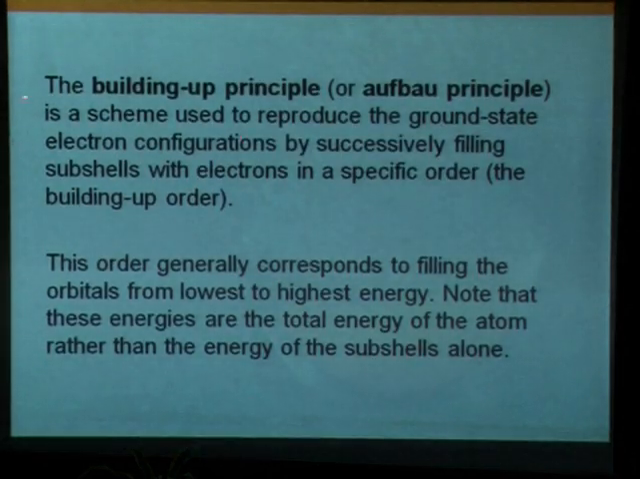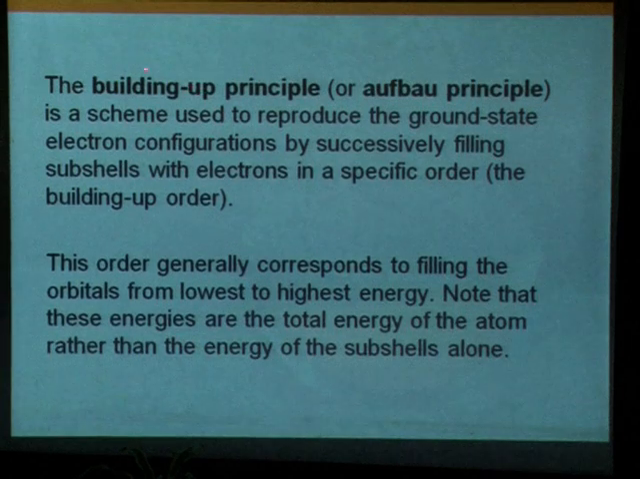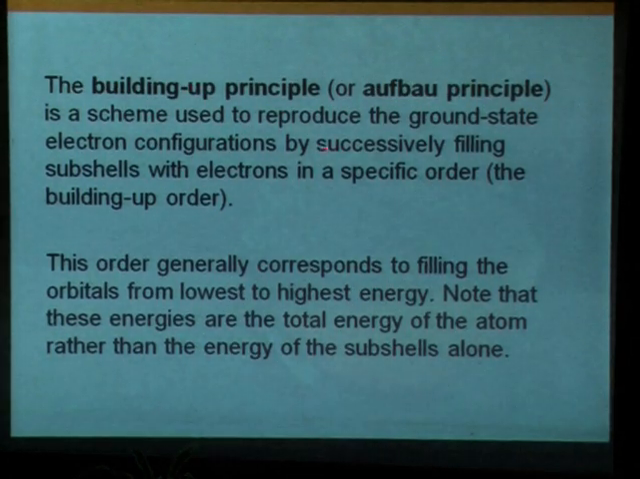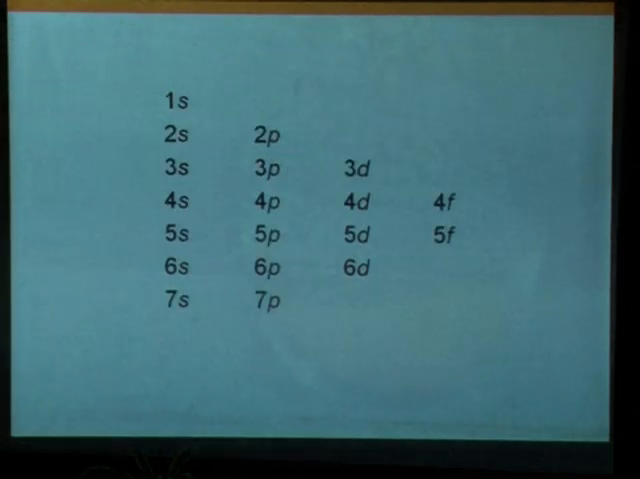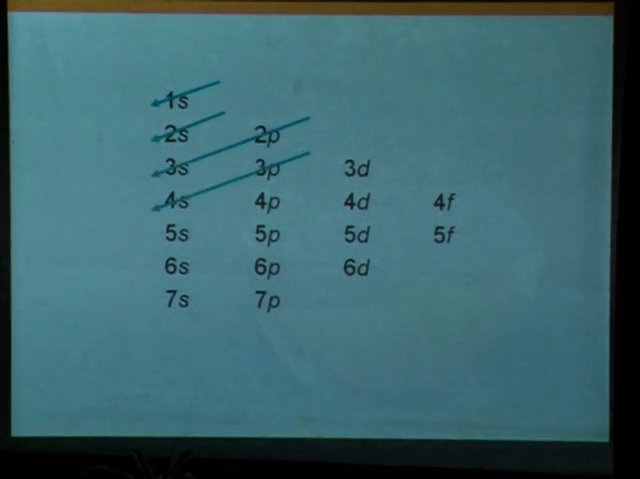How do I pair up the ground state? This is called the building up, or the Aufbau principle. It successively fills the subshells with electrons in a specific order. So the order is something like this: 1s, 2s, 2p, 3s, 3p, 4s. This is nicely shown here, so this is how the order is filled in general.